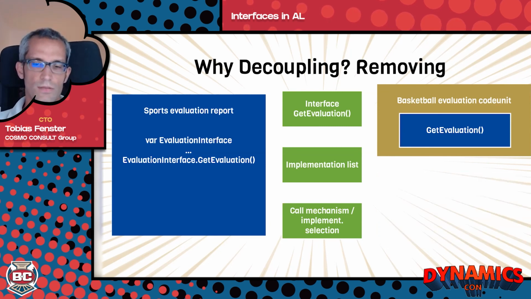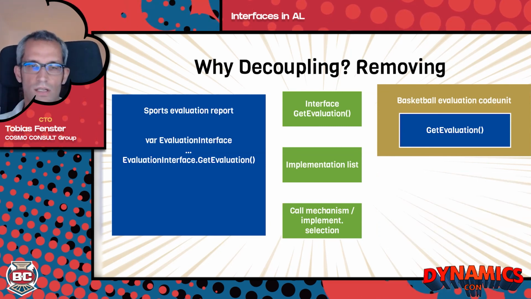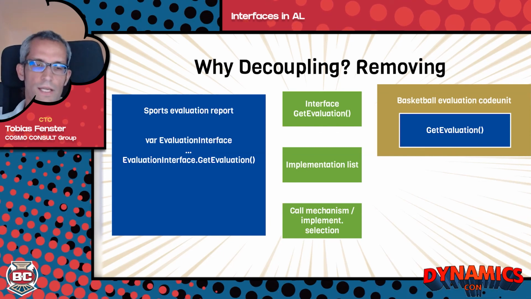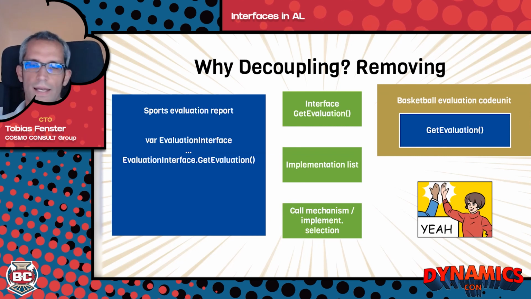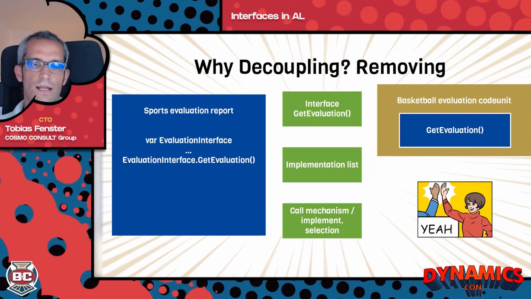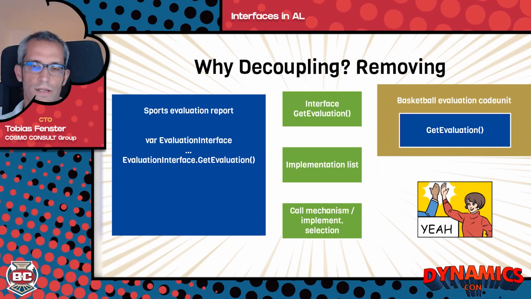And now it's easily possible to just remove that one, because then it's no longer there, but nothing is broken. Because the sports evaluation report still only knows about the evaluation interface. That one is still there. We just have one implementation less, but it's not breaking anything. It's still compiling, it's still running. The tennis functionality, of course, is no longer there. But if you decide to retire a functionality or whatever, then that kind of is the purpose of everything.